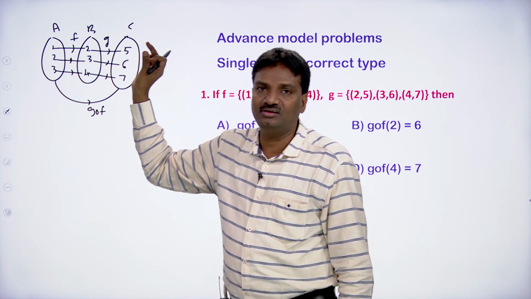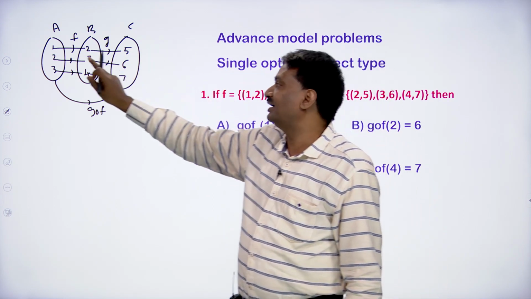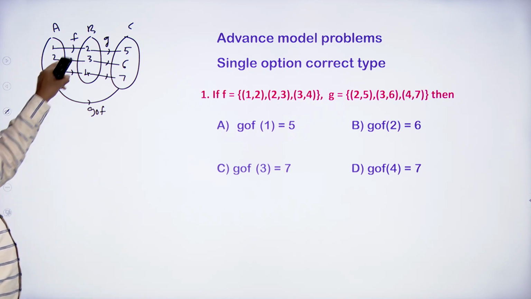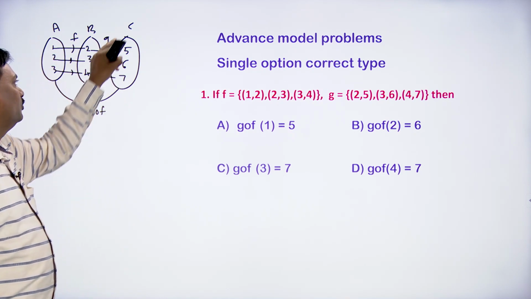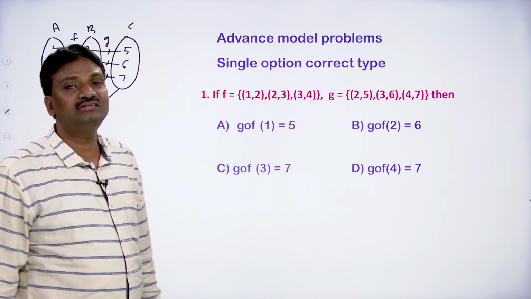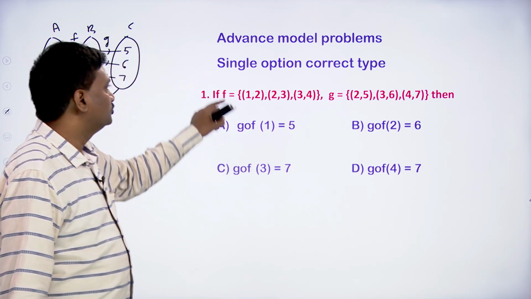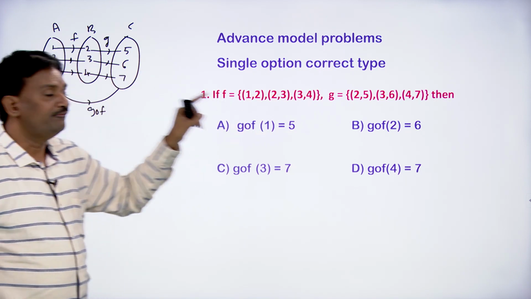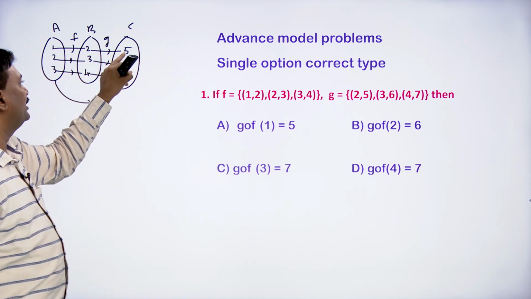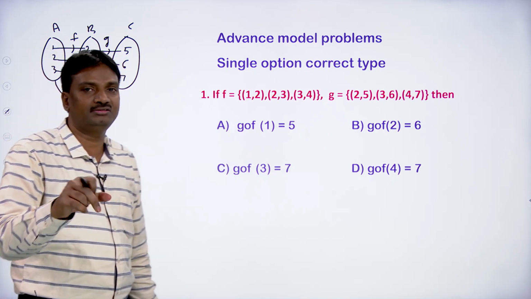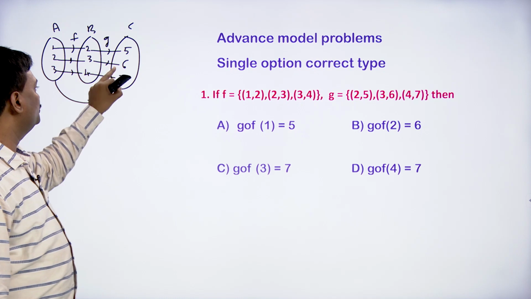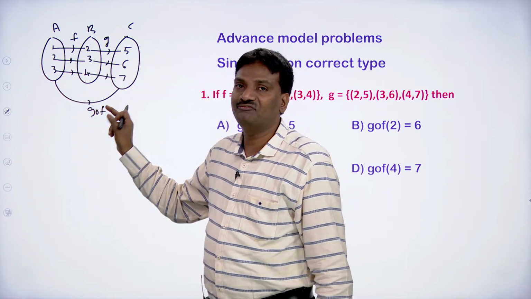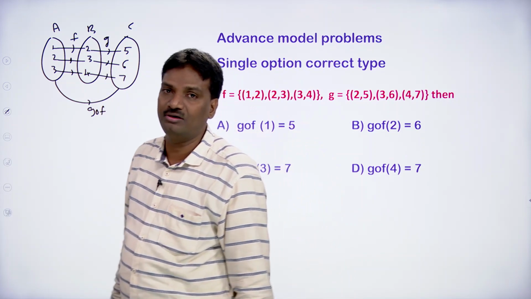So with respect to the given two functions f and g, I am considering three sets A, B, C, with the elements of A as 1, 2, 3, the elements of B as 2, 3, 4, and the elements of C as 5, 6, 7. The image of 1 is 2, the image of 2 is 3, the image of 3 is 4. With respect to g, the image of 2 is 5, the image of 3 is 6, the image of 4 is 7. So now from A to C we can take the function as g circle f, where g circle f is the composite function of f and g.